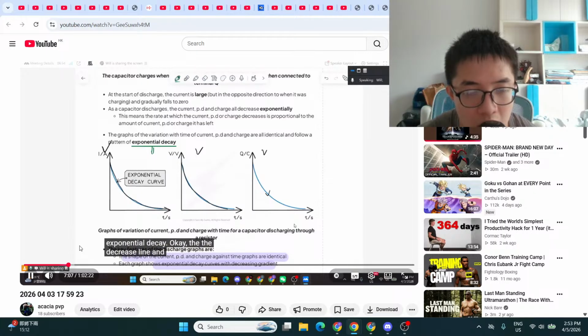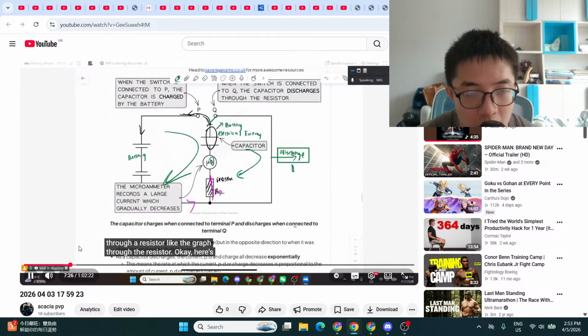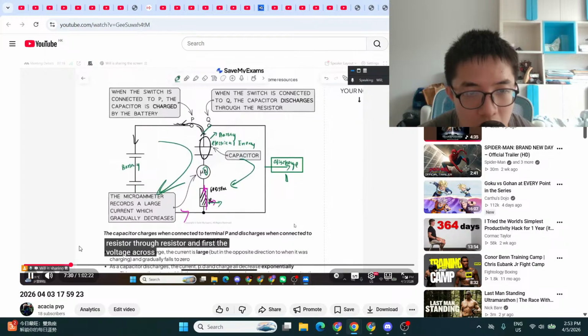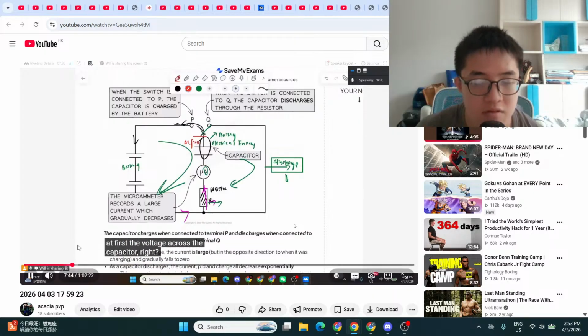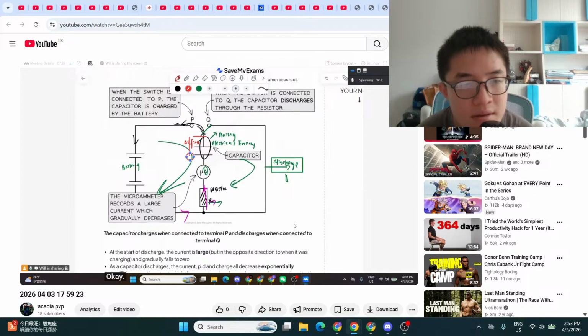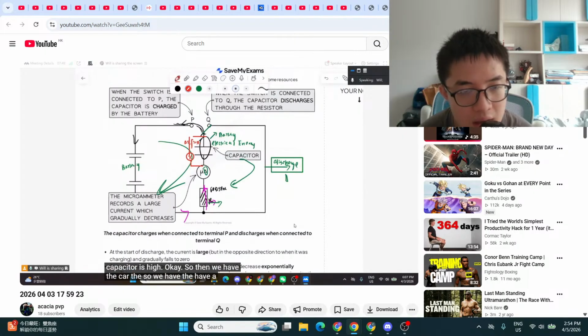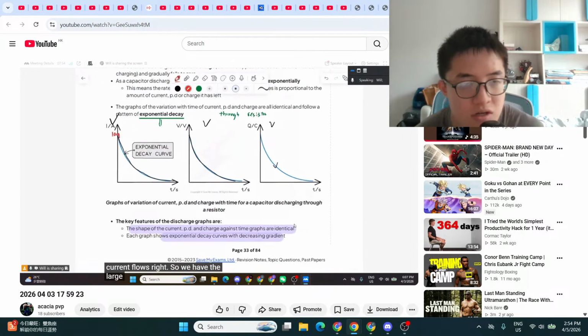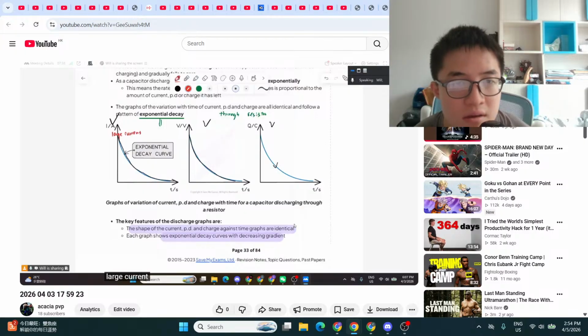I just want to say, when the capacitor discharges through a resistor, like in the graph, here's the resistor. At first, the voltage across the capacitor is high. At first, the potential of the capacitor is high. So we have a large current flowing, due to the high voltage.